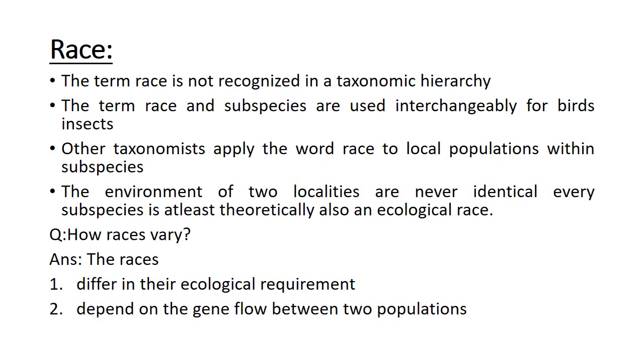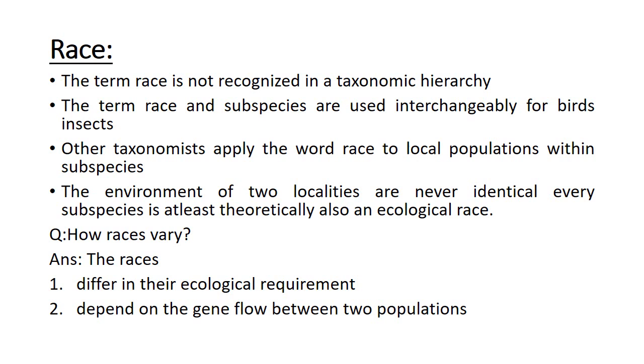The term race is not recognized in the taxonomic hierarchy. The terms race and subspecies can be used interchangeably, particularly in birds and insects. However, other taxonomists apply the word race to local populations within a particular subspecies. The environments of two localities are never identical, so every subspecies is at least theoretically an ecological race. How do races vary? The races differ in their ecological requirements, and the races depend on the gene flow between two populations.